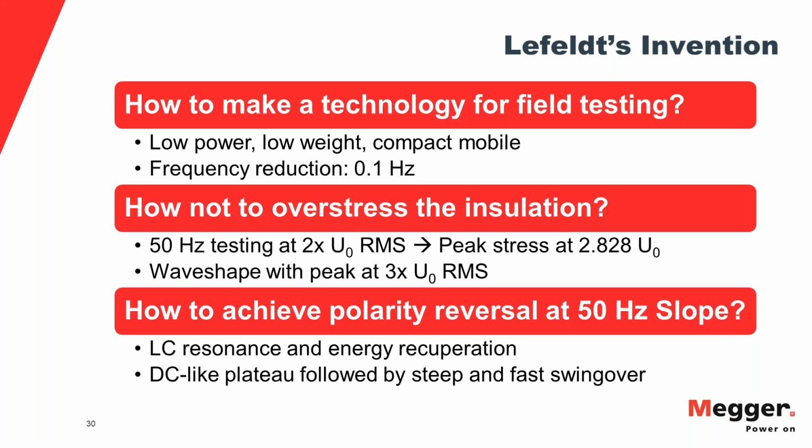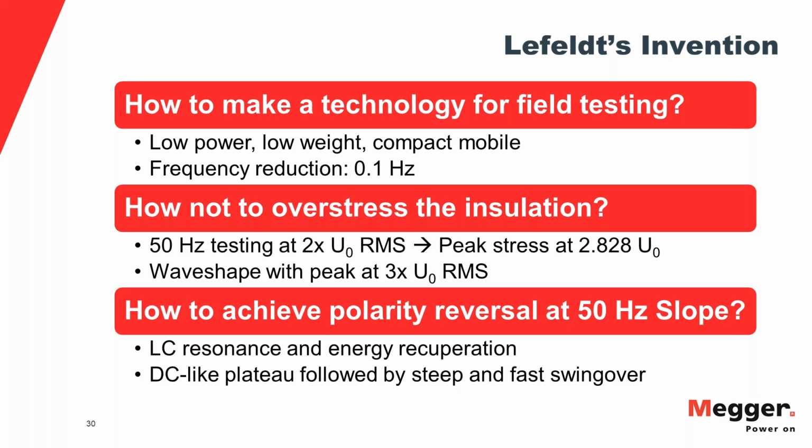And Mr. Lehfeldt pretty much designed the wave shape that he wanted to achieve in a way that its RMS value was very close to the peak stress of the AC test. And this is where this 3 times U naught comes from, because the difference between peak of 2 times operating voltage and 3 times RMS is marginal. You can see 2.828 versus 3. So this was one of the main thoughts. The wave shape should not cause a higher peak dielectric stress in the insulation.